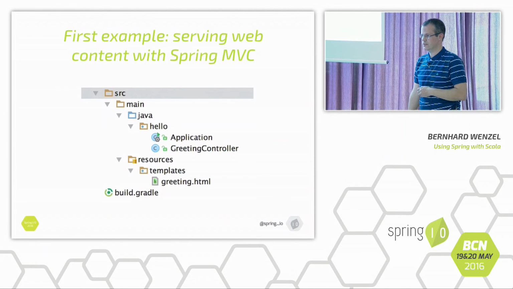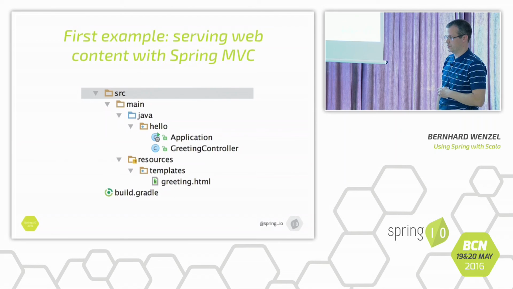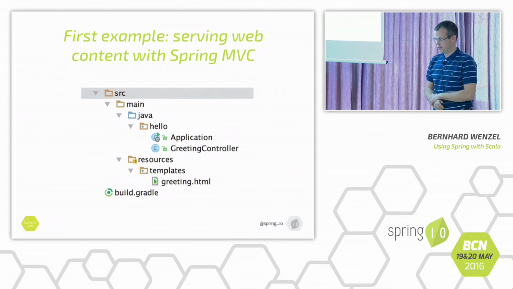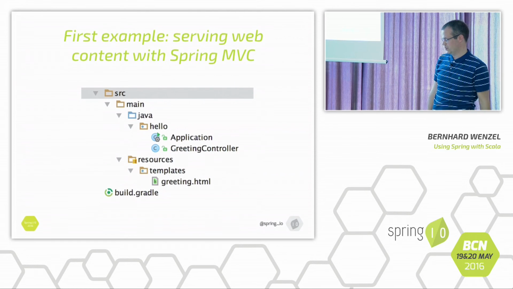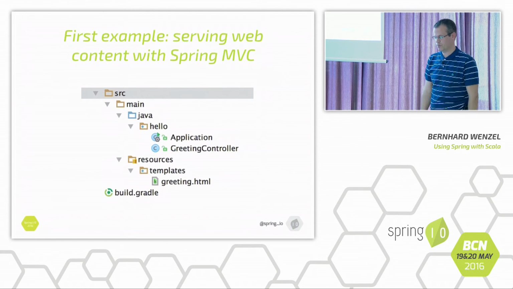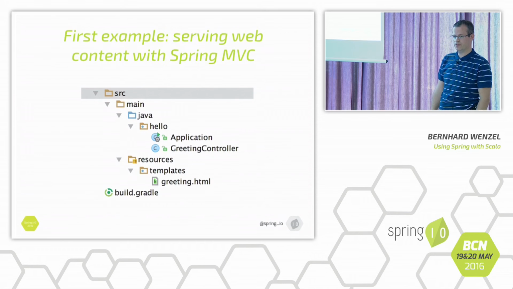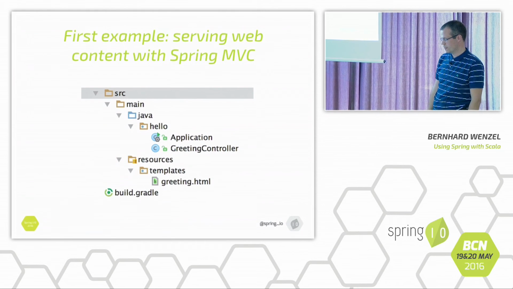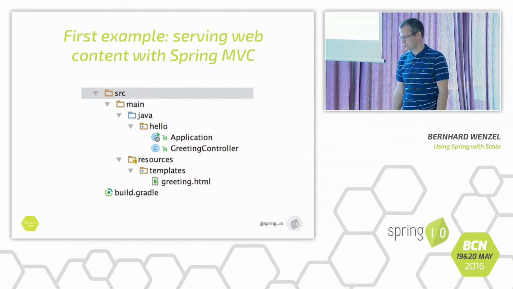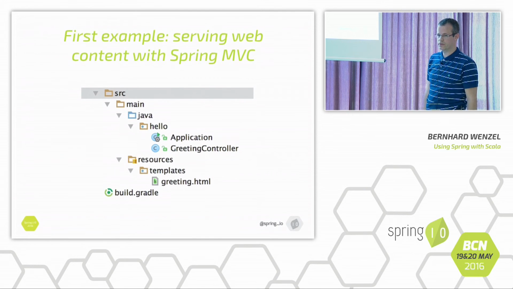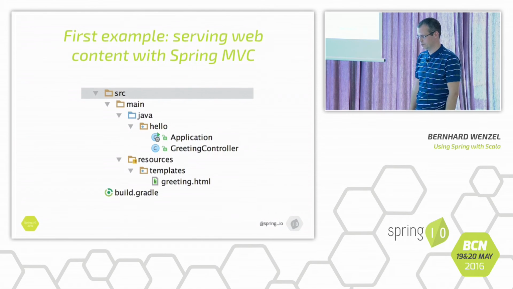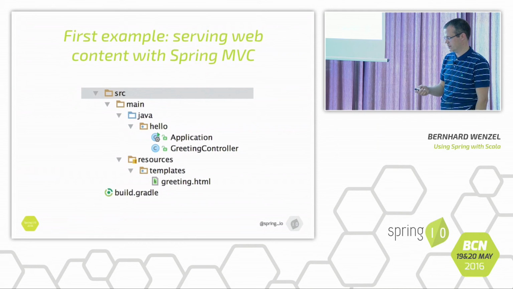Okay, the first example, we start simple: serving web content with Spring MVC. The typical components of a Spring MVC project: we have our build file, in this case Gradle. We have our template, and we have our controller. We have our Spring application. We don't have a model here, but I have another example that has a model.